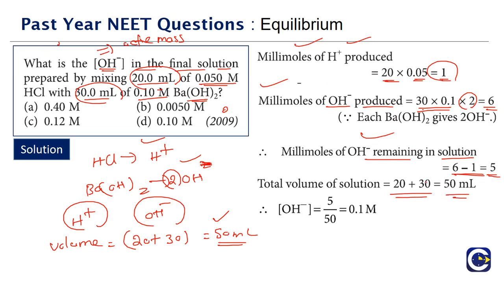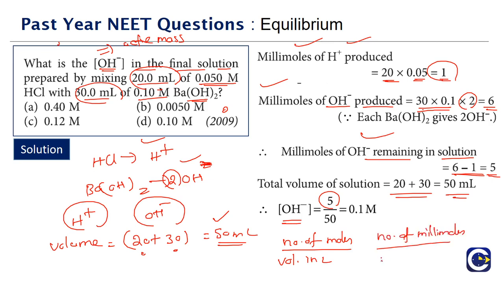As we discussed, if you are calculating concentration, we have to calculate with respect to the total volume. What is the total volume? Since we are mixing 20 and 30, the total volume of the solution now is 50 ml. Remember, concentration is either the number of moles by volume in liters or the number of millimoles by volume in ml, because in the numerator as well as the denominator, the milli will come.